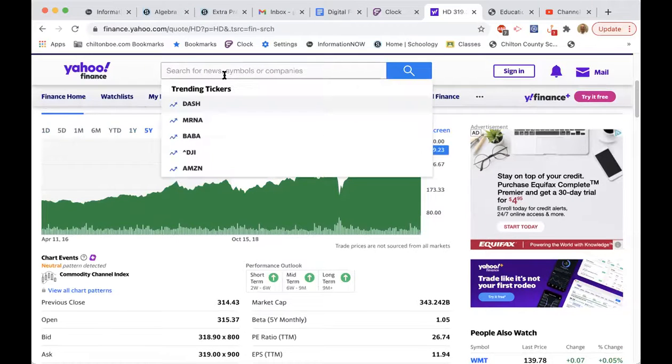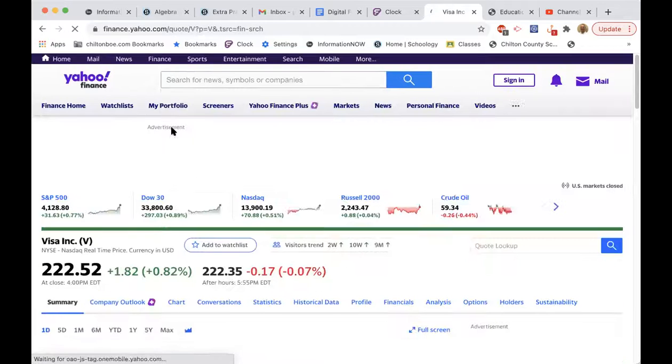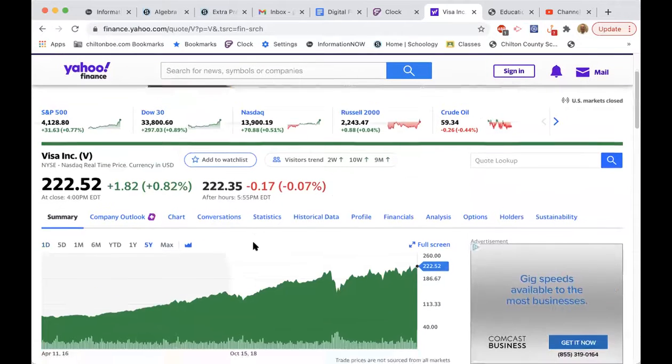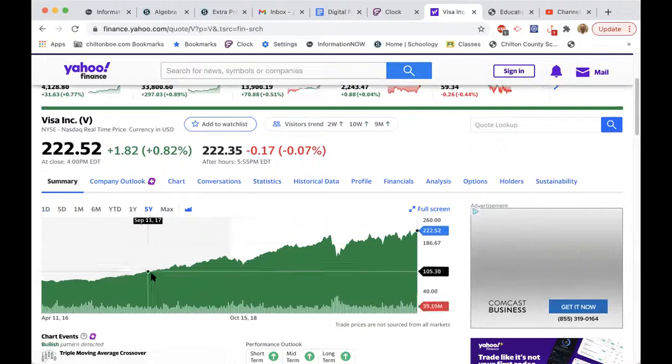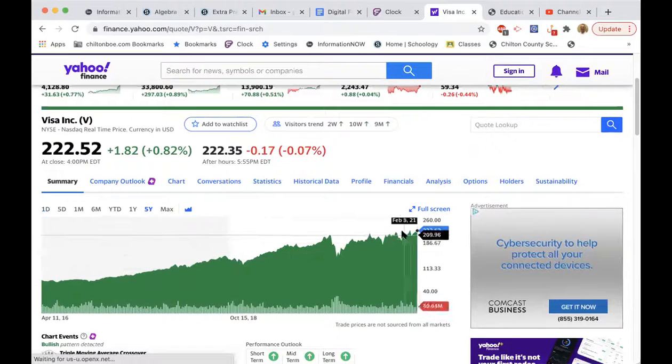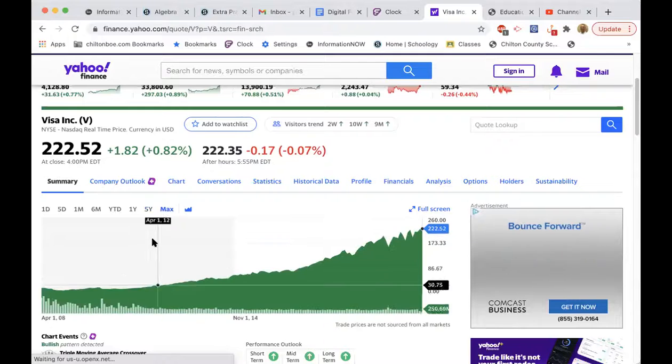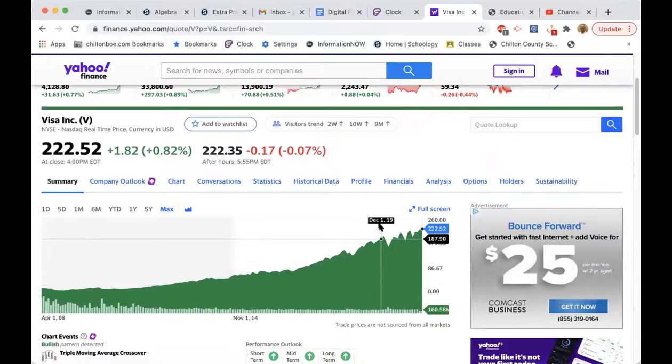Let me just show one more. I think Visa would be a pretty chart over 5 years. Yep, here's a 5 year chart of Visa. Just a pretty upward trend, making money all the way up, except for right here, coronavirus. We had a little correction. If I max that out, nice, pretty upward trend.